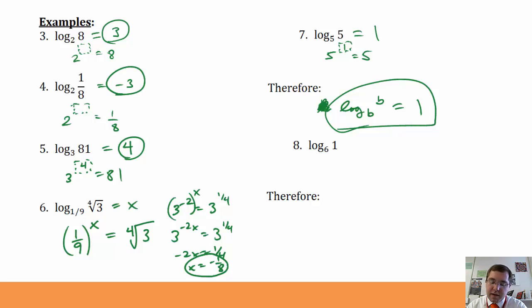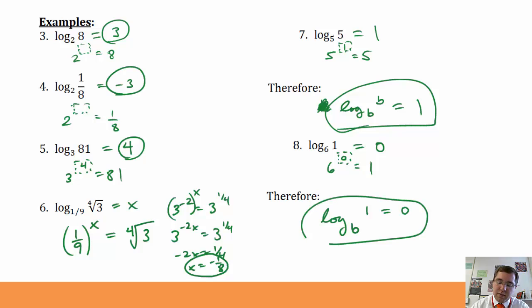What is the log base 6 of 1? What power do I raise 6 to in order to get 1? 0. Anything to the 0 power is 1. Any positive number to the 0 power is 1. So, this is 0. Therefore, the log base b of 1 is always 0, anytime b is a positive number. Those are two useful properties of logarithms that you'll need to memorize.